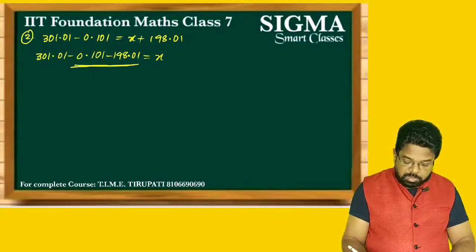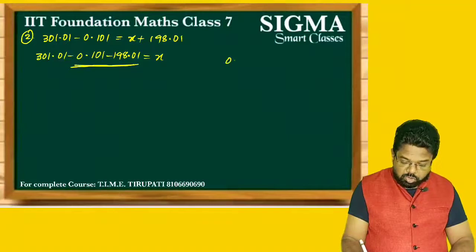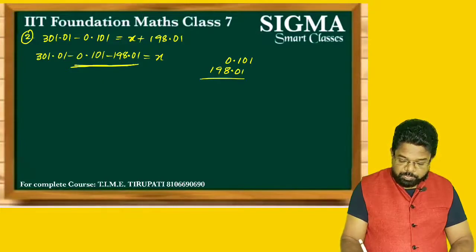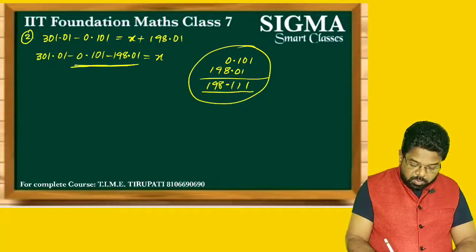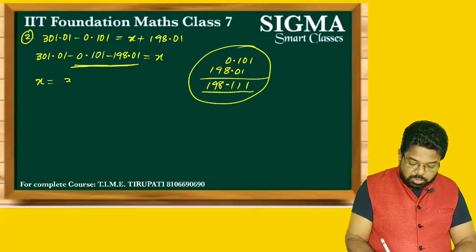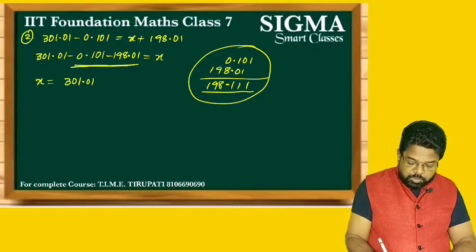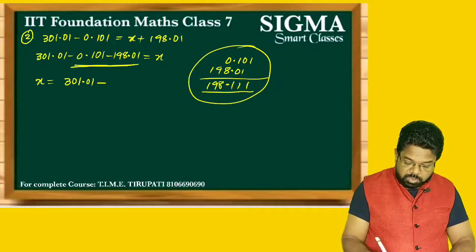Okay, now take the sum of the two negative values separately. So 0.101 and 198.01. Take the negative value sum now, 198.111. Okay, so calculated separately. In place of this, you have to take this now. Now write x equal to 301.01 minus, what is the sum of these two? 198.111 it is.